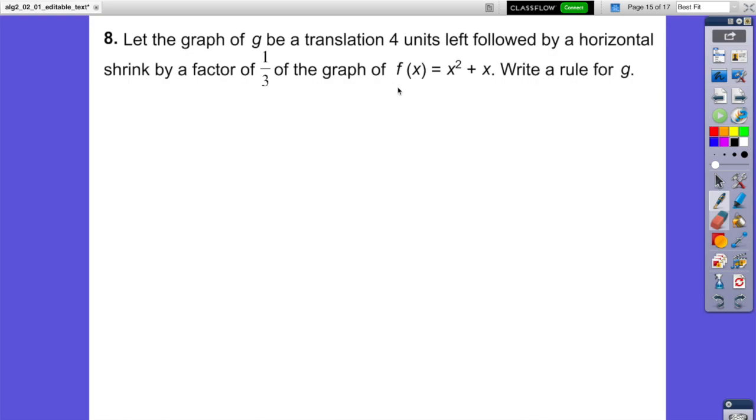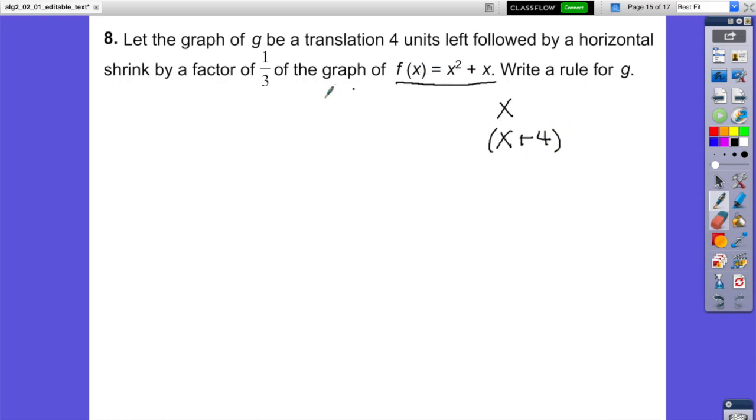Okay, so here's my function, f of x. So you need to do it in order. Make sure you do it in order. So 4 units to the left. So remember, this was our original x. Now, since we're doing 4 units to the left, my original x is now going to be replaced with x plus 4.